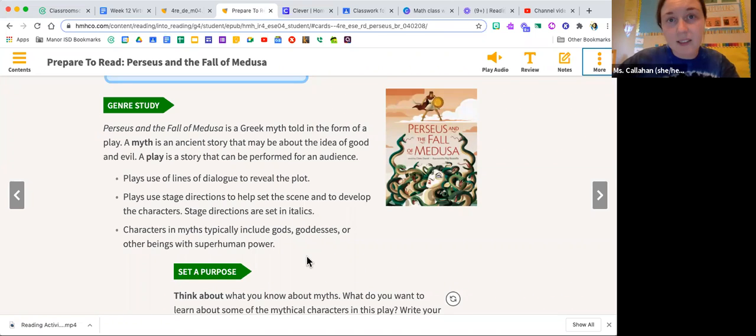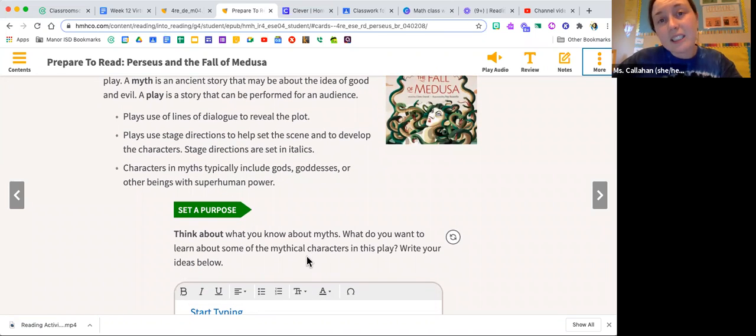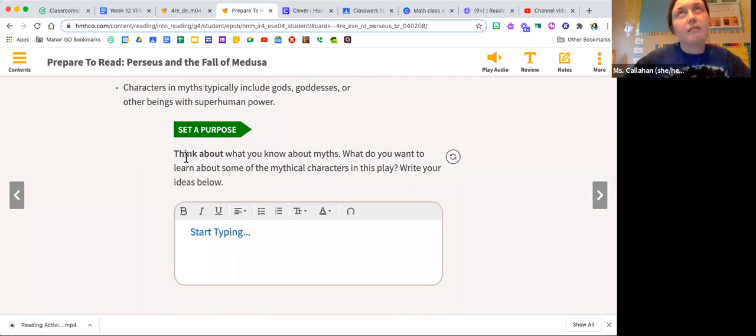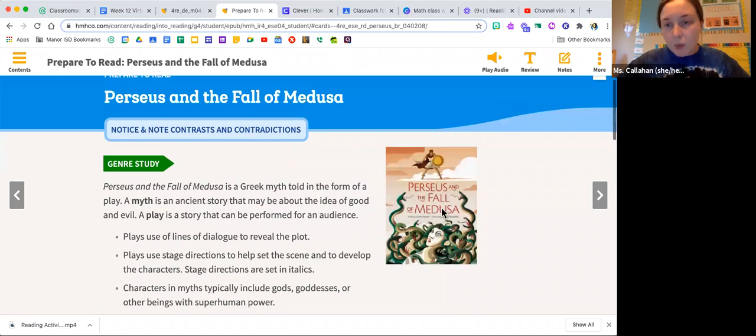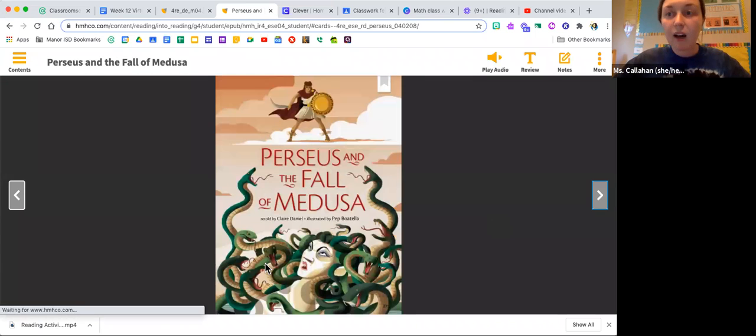So we're going to set a purpose together. I know that you're not there on the other end with me to set this purpose, but I want you to think about what you know about myths and what you want to learn about some of the mythical creatures in this play. Instead of writing your ideas below, I want you to think right now about what you know about myths. Think about it, and if you don't know anything, that's okay too. Now, it says, what do you want to learn about some of the mythical characters in this play? So think about what you might want to learn about these characters. I'm going to flip to the cover of the page.